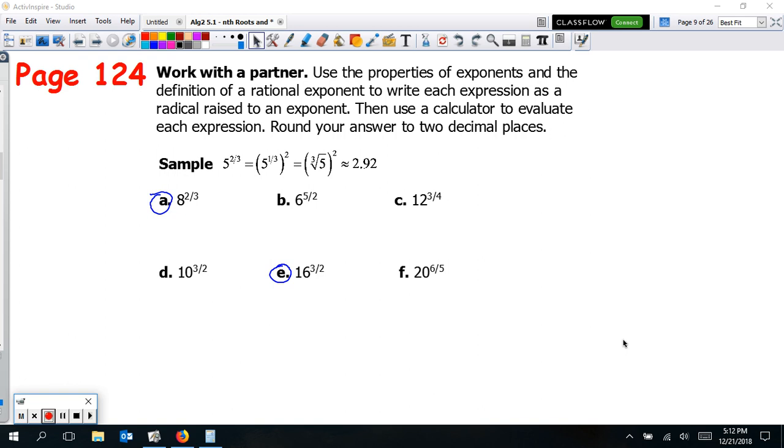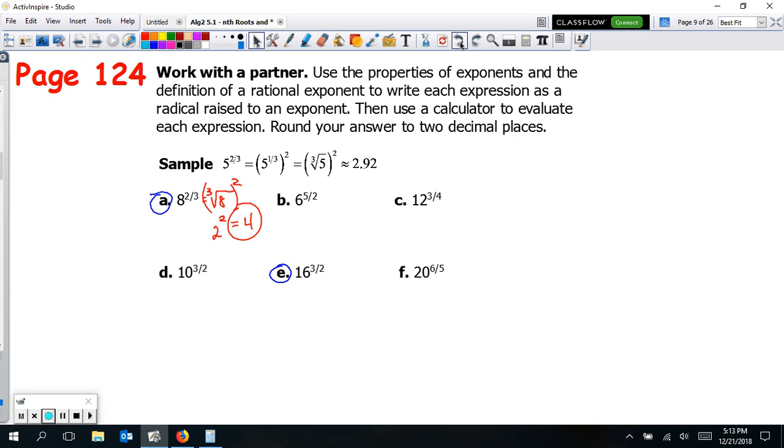Okay, hopefully you've already got your answers now, and let's just go over them. So we shouldn't need a calculator for the first one. That's just going to be the cube root of 8 if I put it back into a radical. Cube root of 8 and then square it. And we know the cube root of 8 is 2, so really that's just going to be 2 squared, which equals 4. So we didn't need a calculator for that one.